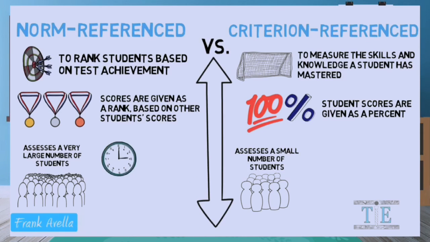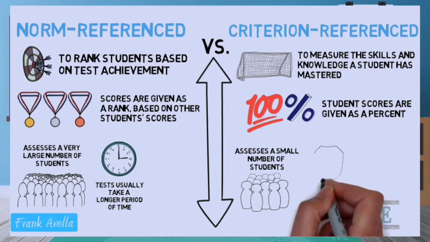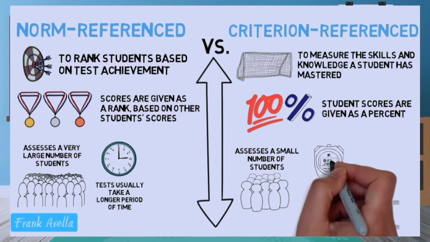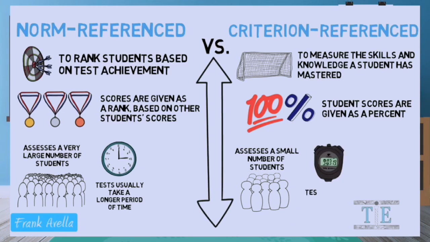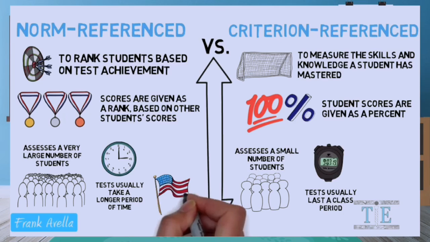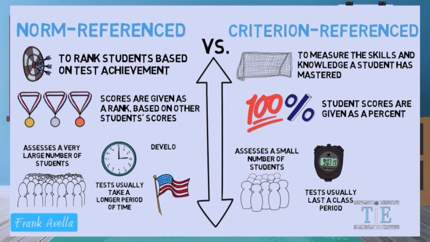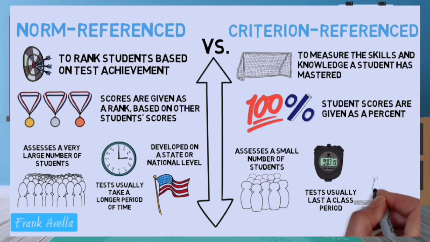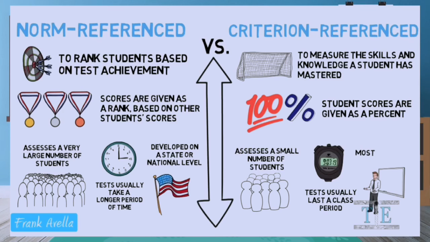Norm tests take a longer time to develop, and these tests take a longer period of time for the students to complete as well. Criterion reference tests are not as long as your norm reference tests. These tests usually last only about a class period. Normed assessments are developed on a larger scale compared to criterion. They're often developed on a state or national level, and criterion reference tests can be developed individually. They are mostly created by the classroom teacher.